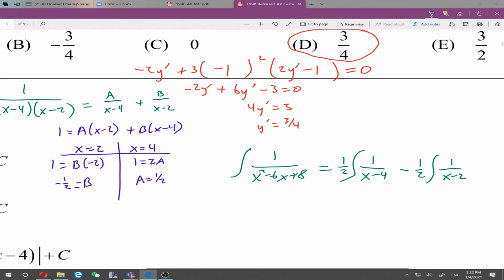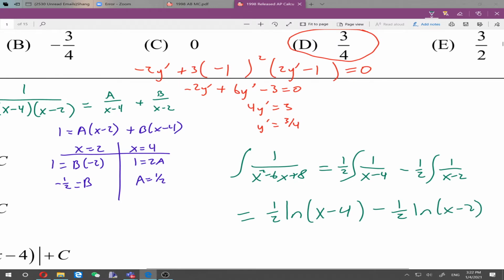Okay, because this is a constant, I've pulled them outside the integral. If I integrate 1 over x minus 4, what's going to happen? Natural log. Some sort of natural log. Looks good. So this is going to be the same thing as 1/2 times the natural log of what? X minus 4 over x minus 2. Okay, you're right. I'm going to write this out though. So minus 1/2 times the natural log of x minus 2.